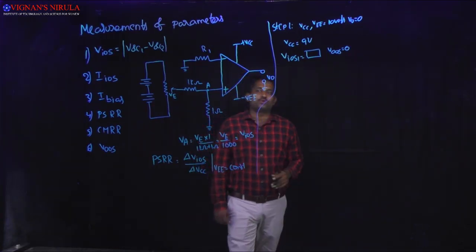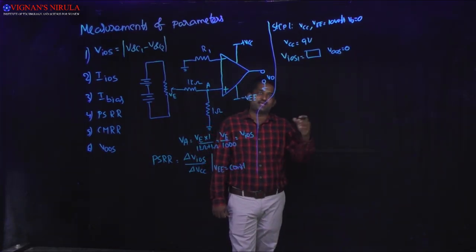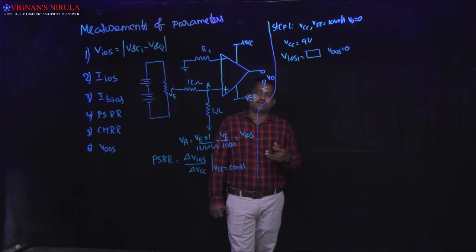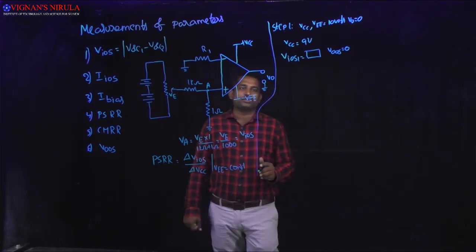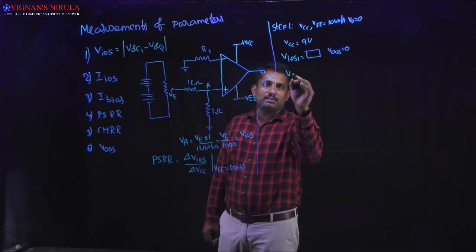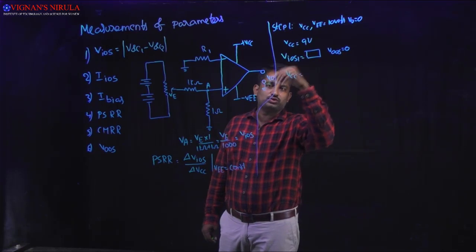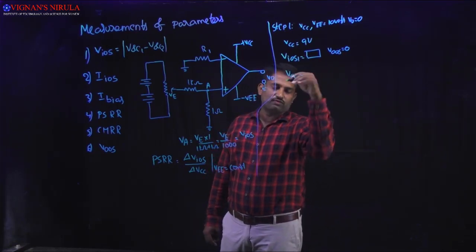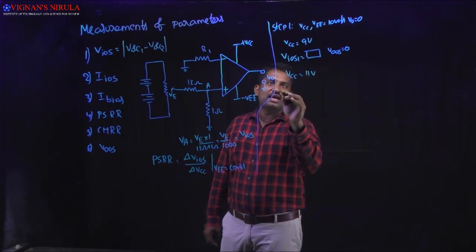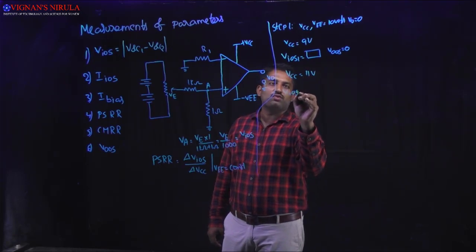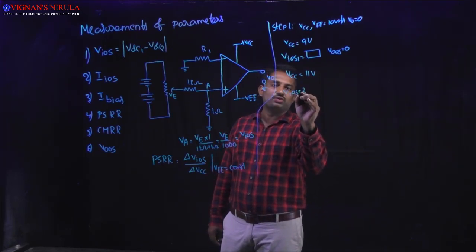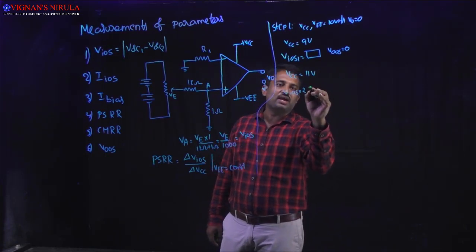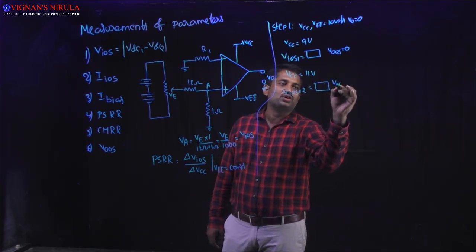Next, once again I am changing my supply voltage from 9 to 10, and once again I am adjusting the output voltage as 0. Now I am changing my supply voltage from 10 to 11 volts. Again I am going to calculate VIOS2, the second value VIOS2, to make my output offset voltage 0.